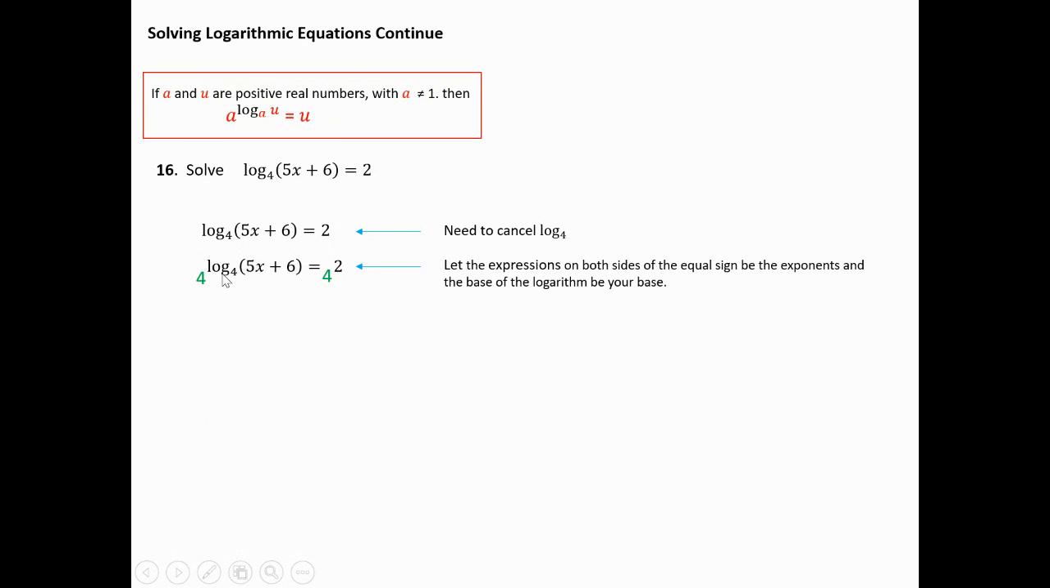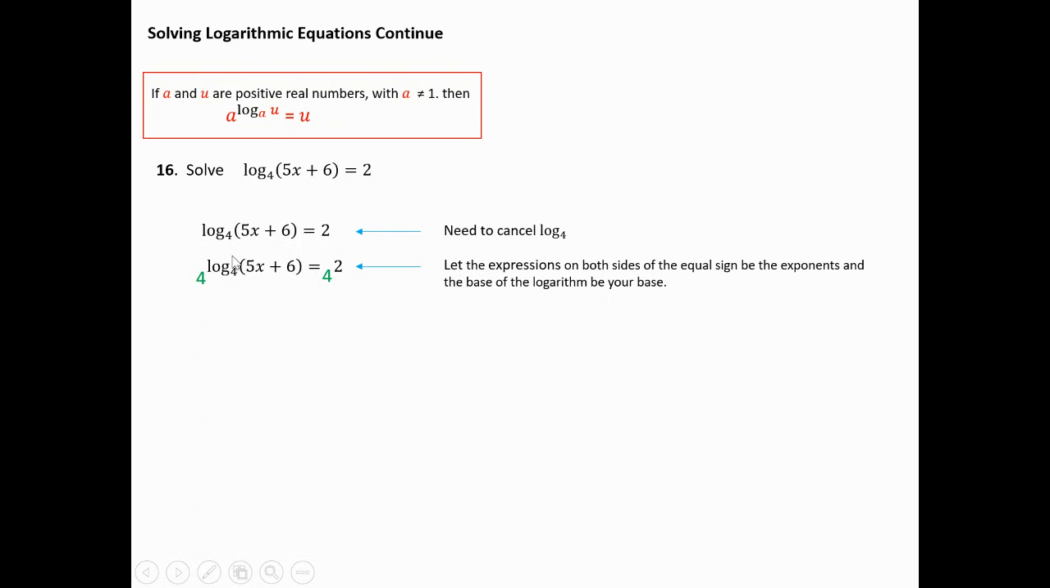Because it was a 4. If that was a 6, then it will be 6 on the left and 6 on the right, right? And you let, for example, it says here, you let the expressions on both sides of the equal sign be the exponents, and the base of the logarithm be your base, right? It says that's what it means here. So you're going to let both sides of the equal sign be your exponents, and whatever the base is, that'll be the base that you're going to apply on both sides.